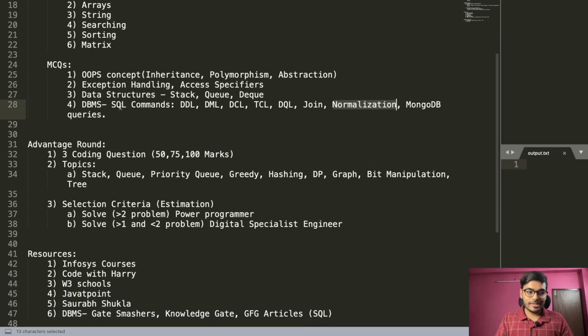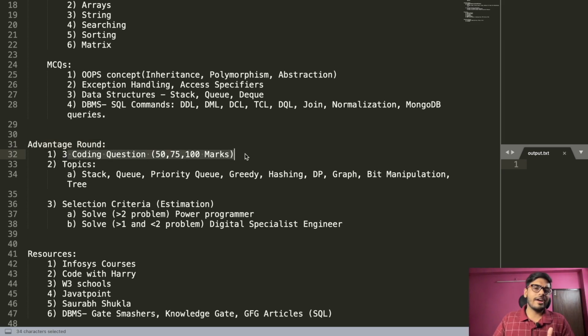But in the advantage round, as I told you, the advantage round is equivalent to Hack with Infy. So C++ is also allowed. C++, Java, Python, C, any language, right? I know maximum are C++ coders, so you will be benefiting in this advantage round, right? So 3 coding questions will be there of this difficulty level.